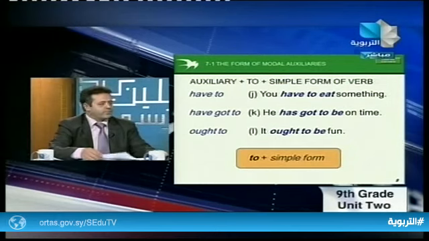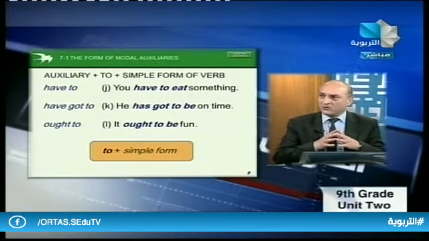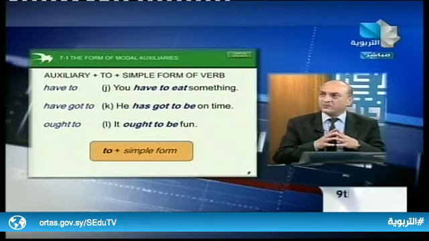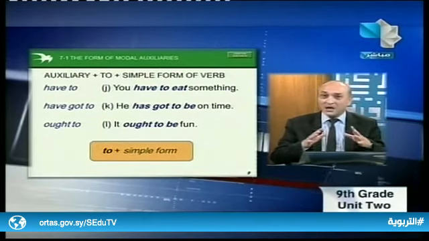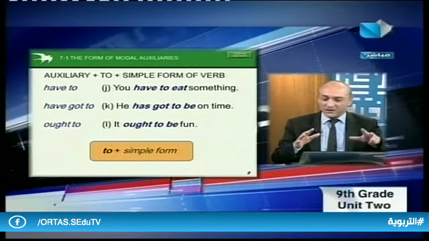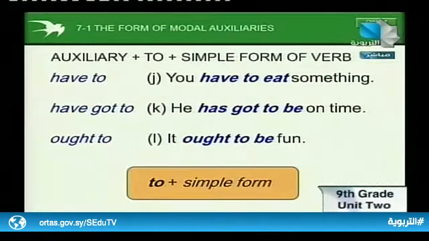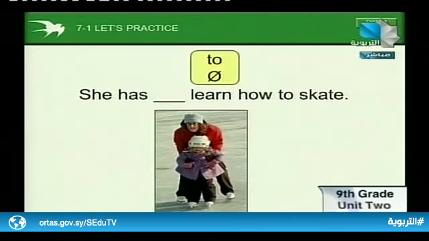So, Mr. Mazin, we can say, dear students, you should use the zero form without to. We call it the bare infinitive, without to, after modals, except three verbs: have to, have got to, and ought to. These verbs take to because it's part of the verb form. Thank you very much.